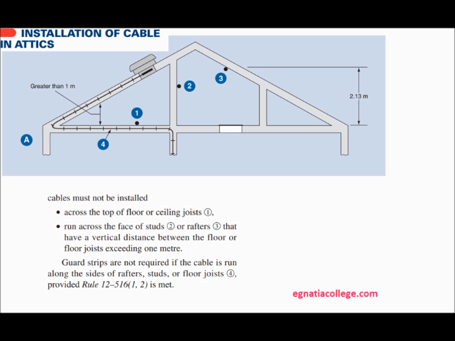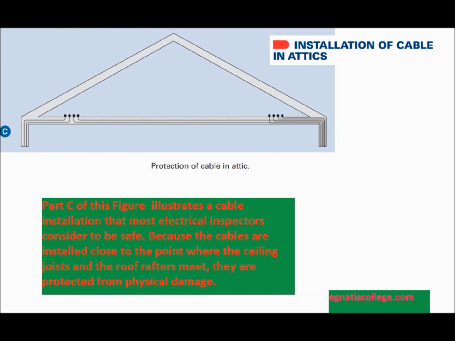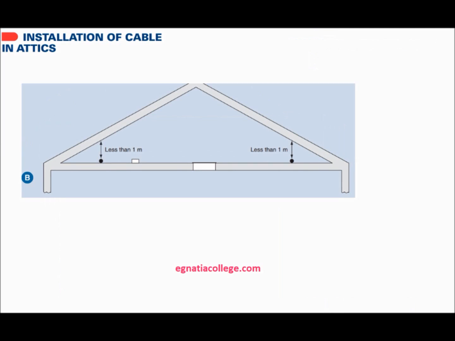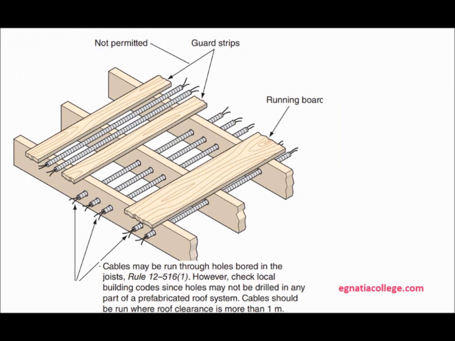Guard strips are not required if the cable is run along the sides of rafters, studs, or floor joists as shown at number 4, provided Rule 12-516, 1 and 2 is met. Part C of this figure illustrates a cable installation that most electrical inspectors consider to be safe. Because the cables are installed close to the point where the ceiling joists and the roof rafters meet, they are protected from physical damage. It would be very difficult for a person to crawl into this space, or to store cartons in an area with a clearance of less than 1 meter as shown in Part B of this figure.